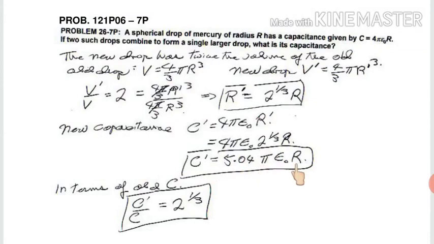Now if we divide C dash by C, what will we get? Fine, let's not talk about this, let's talk about the previous step. So if you divide C dash by C, this 4 pi epsilon naught and that 4 pi epsilon naught, r and r will get cancelled. So finally what will be left? It will be 2 to the power 1 by 3. So the new capacitance will be 2 to the power 1 by 3 times the capacitance of one spherical drop. So I think this question is also clear.